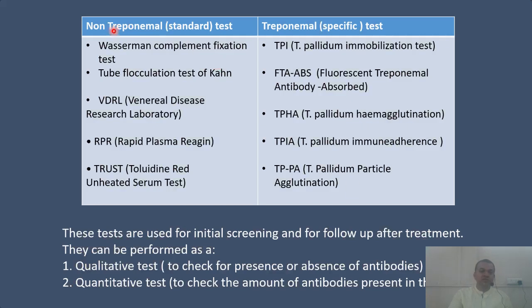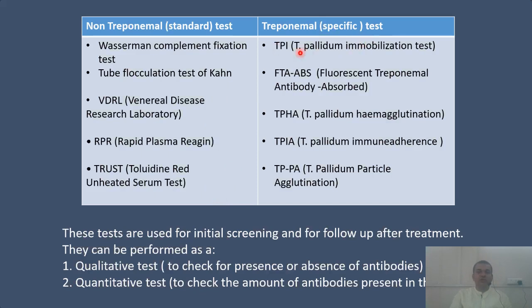So what are the tests? The list of the tests. Non-treponemal tests: first there are the old methods, the Wassermann complement fixation and tube flocculation test of Kahn. These are the old ones, we are not using them, but now we are using the VDRL, that is the Venereal Disease Research Laboratory test, RPR, that is Rapid Plasma Reagin test, and TRUST test, that is the toluidine red unheated serum test. These are what we are doing commonly nowadays in the laboratory for the diagnosis.